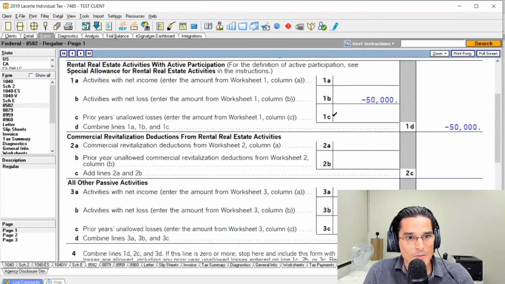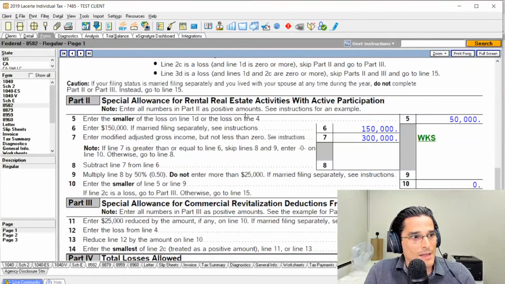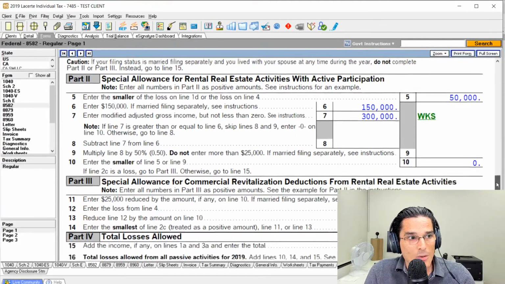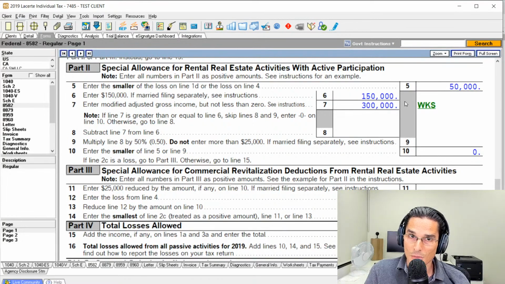So now on Form 8582, we still see that there's $50,000 in losses from real estate rental activities with active participation. Now, if we look at the special allowance, though, you'll see that the form is taking into account that our modified AGI is $300,000. It's over the $150,000 mark, so that we're getting none of the loss in the current year. All right, it's all being suspended.